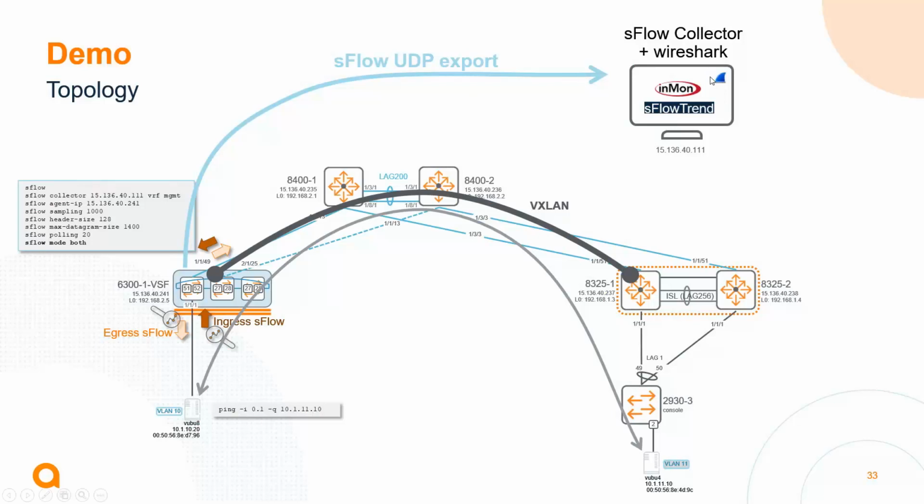to that collector. And then we run Wireshark as well to dissect all the S-Flow packets received on that system, to analyze exactly what the S-Flow data contains. So typically the counters and the samples.